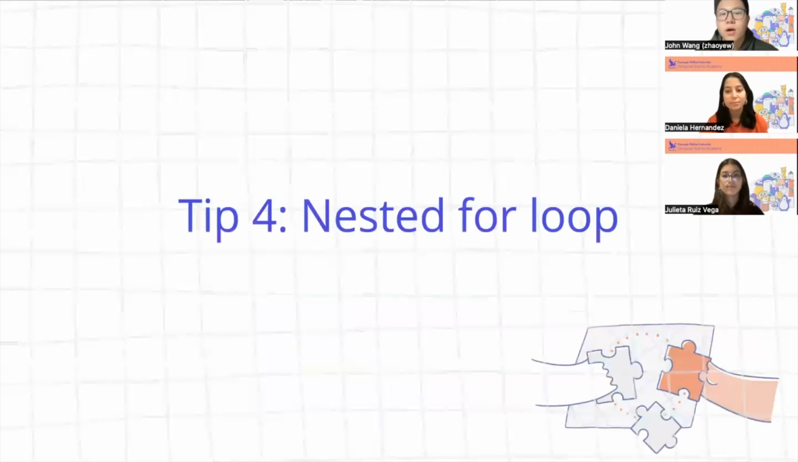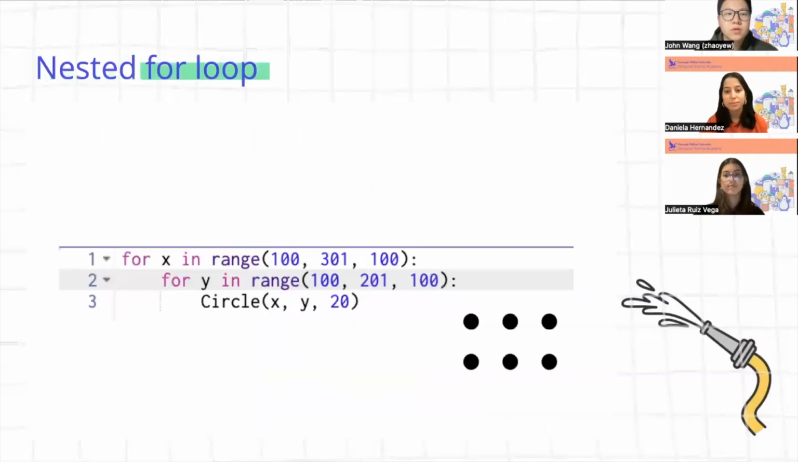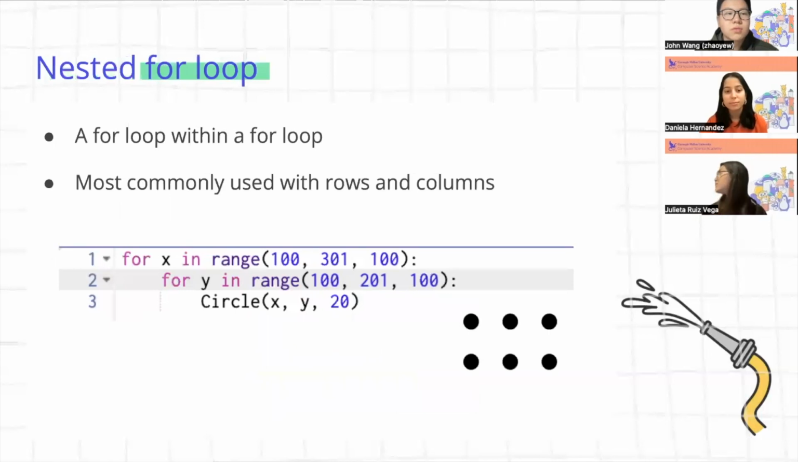Tip number 4, how to write a nested for loop. A nested for loop is basically just a for loop within a for loop, and it's most commonly used with rows and columns. So looking at the example right here, we have line 1, line 2, we have two for loops, one for loop within another. The first for loop specifies how many columns of circles we want to draw, and then the second for loop specifies how many rows of circles we want to draw.